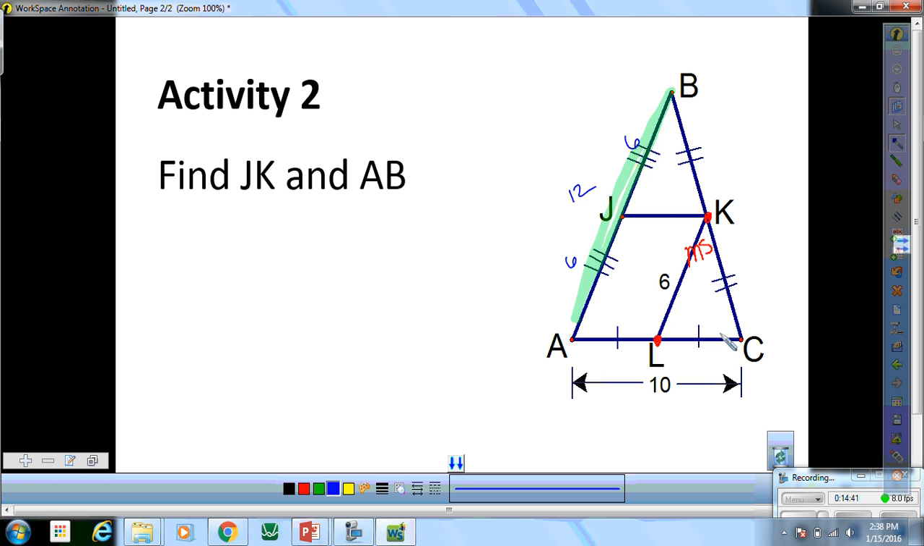Now down here, this is a midpoint and this is a midpoint, which means that this is a mid-segment. It means that it's the mid-segment that goes with this one. Well, if this long side is 10, this has to be half of it. So it has to be 5.